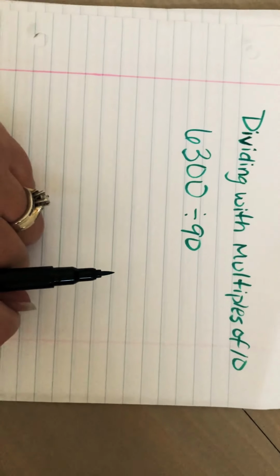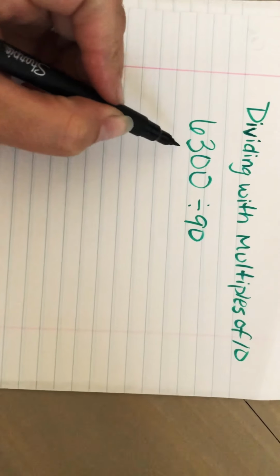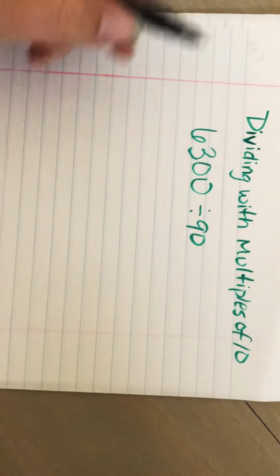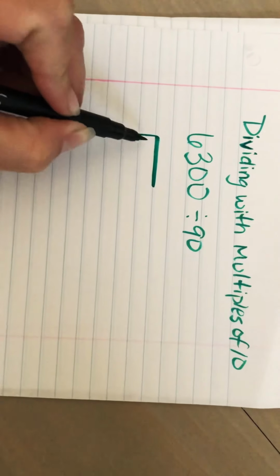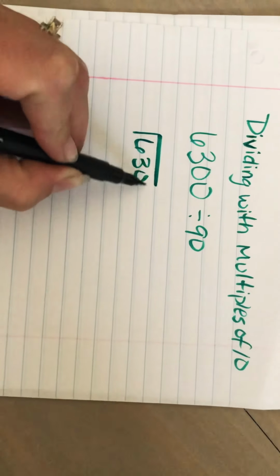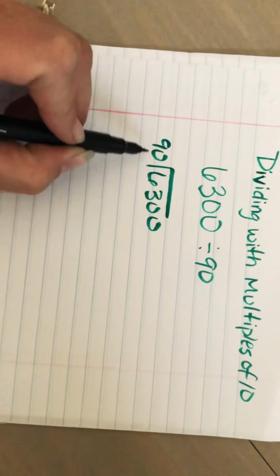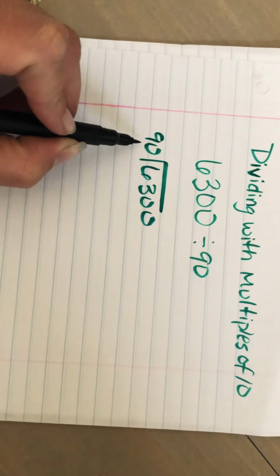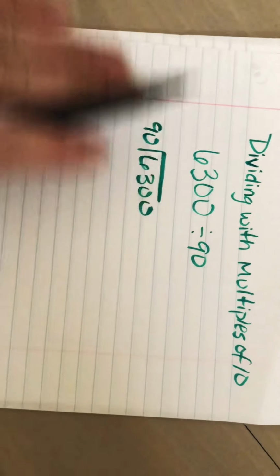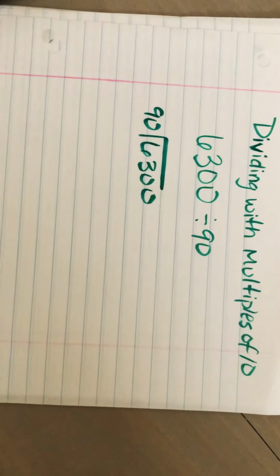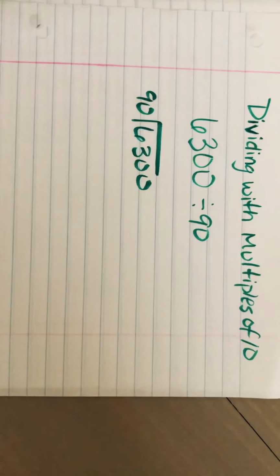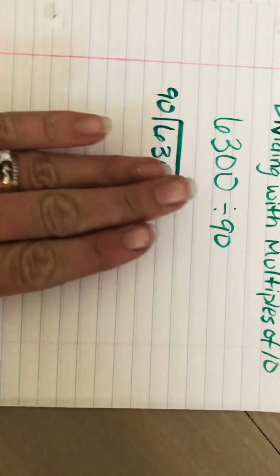All right, so when we are dividing, we want to make equal groups. So I have this big old honking number, and I'm trying to find equal groups of 90. How many groups of 90? So our rule of thumb is to go one place value at a time. So we're going to look at one place value at a time.